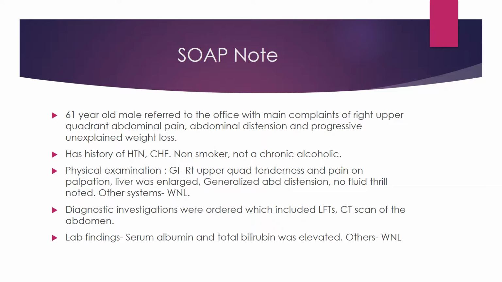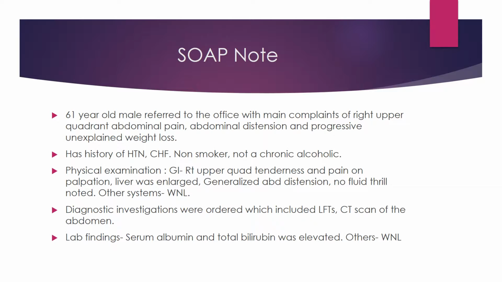Physical examination of the GI system revealed right upper quadrant tenderness and pain on palpation. The liver was enlarged. Generalized abdominal distension was present with no fluid thrill. Other systems such as the chest, respiratory, and the extremities were within normal limits.